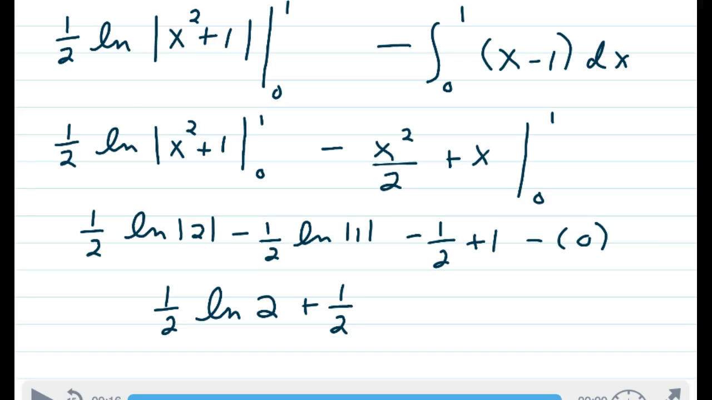So you get 1/2 natural log of 2 minus 1/2 natural log of 1, minus 1/2 plus 1, and then minus 0 when we place 0 into the second integral. We end up with then 1/2 natural log of 2 plus 1/2.